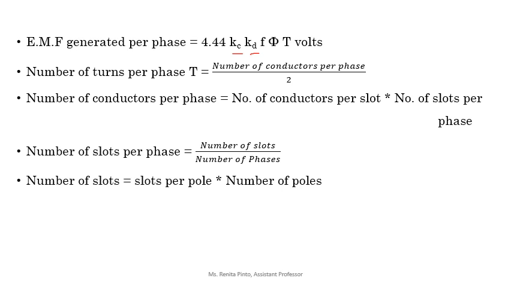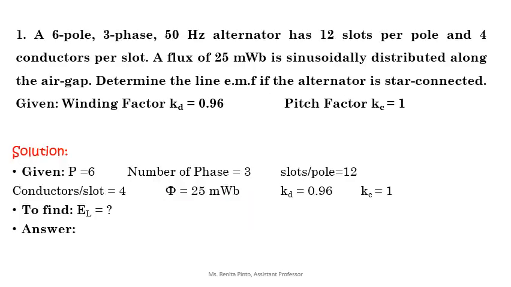While explaining the equation for the synchronous generator, you might have already seen how you find out the number of turns per phase. T is equal to Z phase by 2. Next is number of conductors per phase, which is equal to number of conductors per slot into number of slots per phase. Next, number of slots per phase can be given by total number of slots divided by number of phases. Then, if number of slots is not given, you need to find that out. That means number of slots can be given by 2 slots per pole into number of poles. Now using those equations, let us go to the problems.